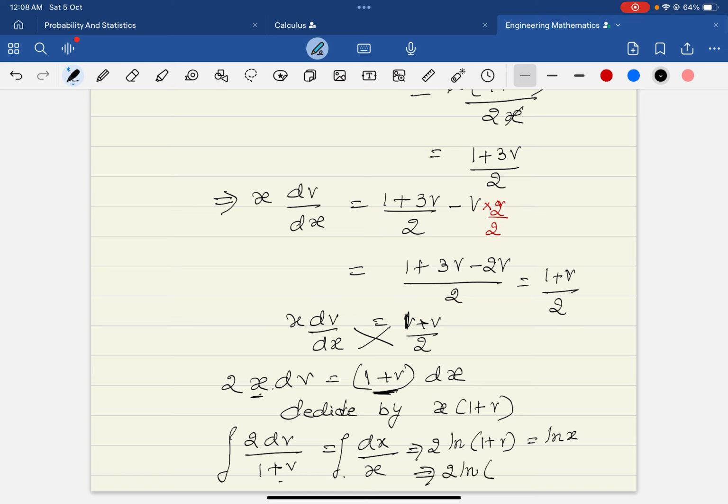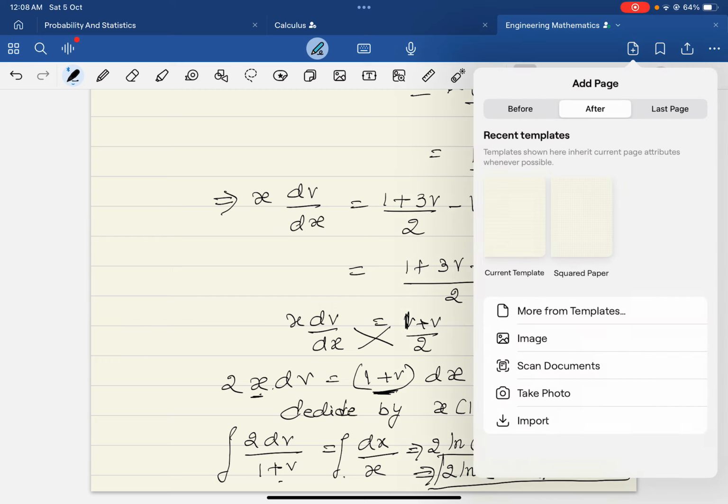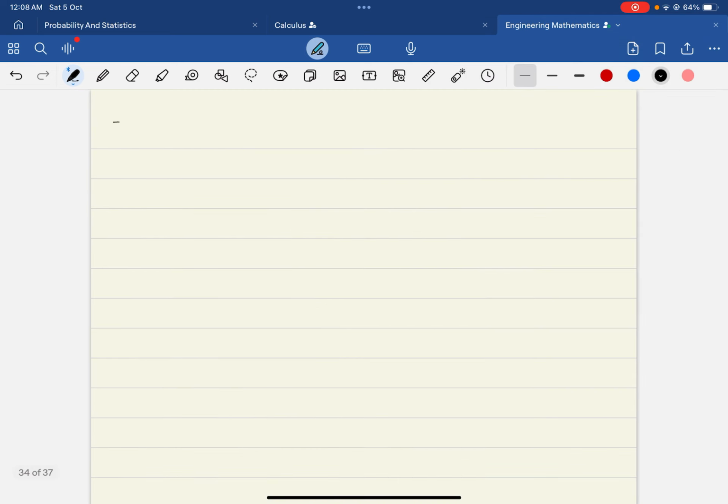So that is 2 into, I think a constant has to be added, 1 plus v is equal to what? y by x is equal to ln x plus the constant. So this is the solution. I hope it is clear how to solve a homogeneous differential equation. So let us do one more problem.